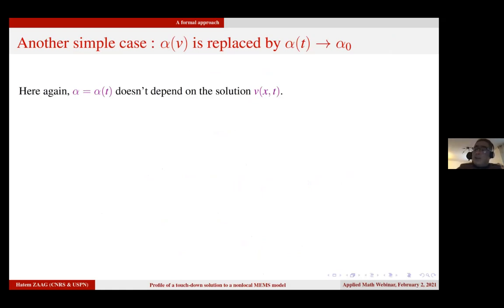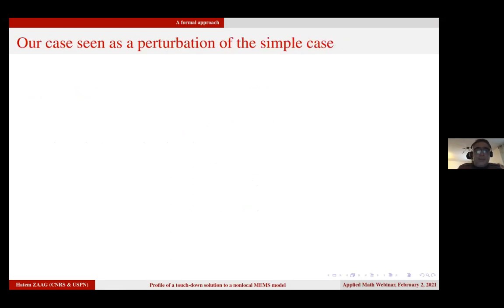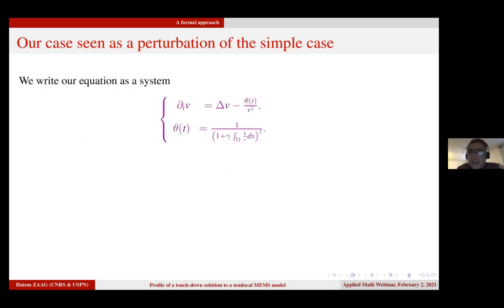Now I would like to take another case, the case where alpha of V is replaced by some alpha of t, which does not depend on the equation, which converges to some alpha 0 positive. Okay, so in some sense, we have a perturbation of the simple case where alpha is equal to alpha 0. So if you have alpha of t here, which is close to some alpha 0, it's straightforward to see that by a small perturbative argument you will have the solution. Okay, and now I would like to move to our case and try to write it, at least formally, as a perturbation of the simple case.